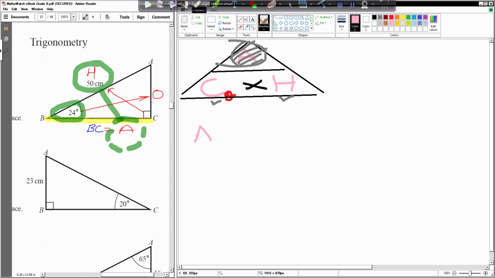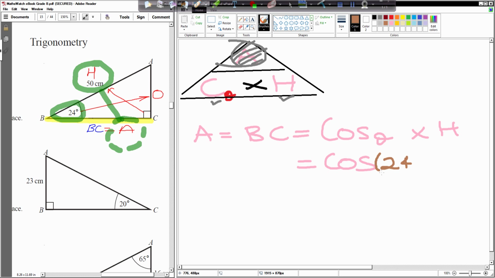So the adjacent, A, which is equal to BC, is now equal to cos of the angle multiplied by the hypotenuse. So let's work that out now. Let's put some values in there. So we are now going to do cos of the angle. What is the angle? The angle is 24 degrees. So cos of 24. Okay, are you folks writing it down? Multiplied by the hypotenuse, which is 50.